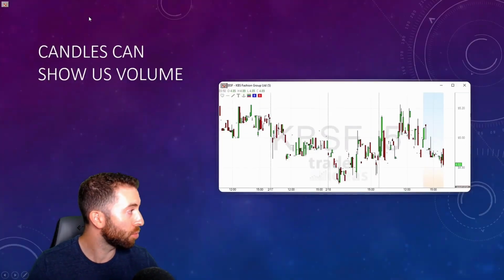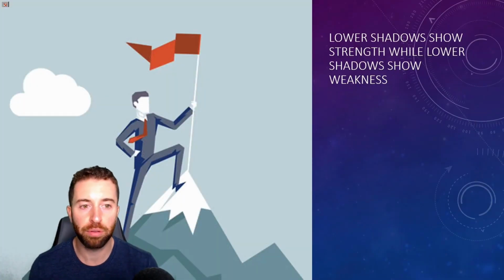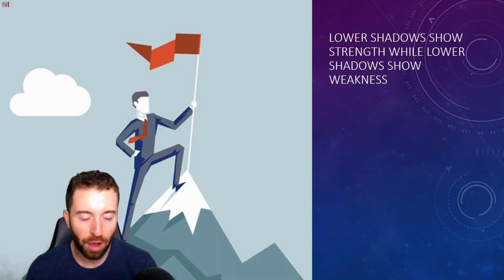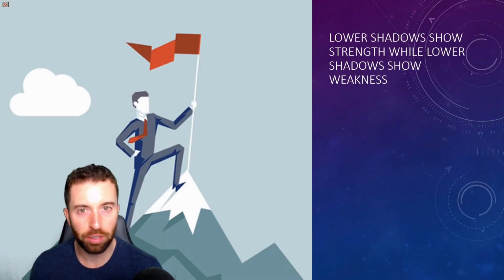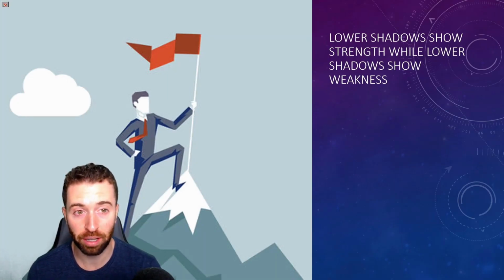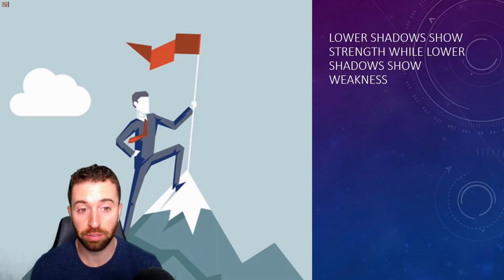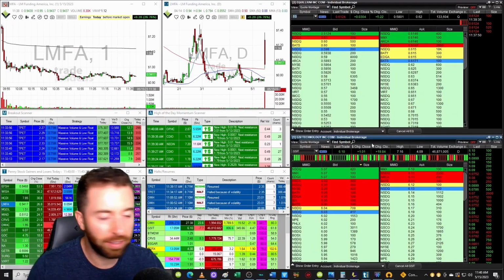Well, one of the easiest ways to know is that lower shadows show strength while upper shadows show weakness. Now, this is so important to me because this is how I make thousands of dollars in the stock market. Yes, guys, I'm telling you this right now. This is one of the biggest reasons why I am successful in the stock market. Let's read this again. Lower shadows show strength, while upper shadows show weakness. Now, this is crucial. Why is this so crucial for us?